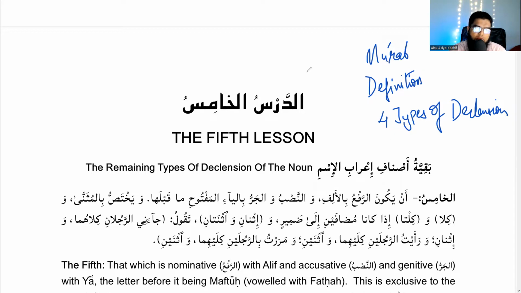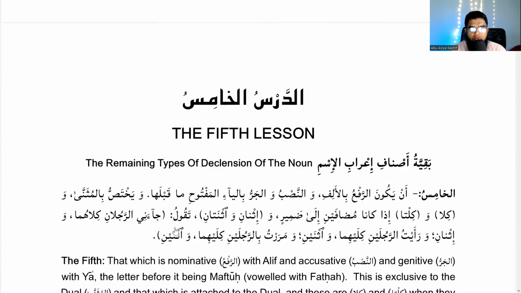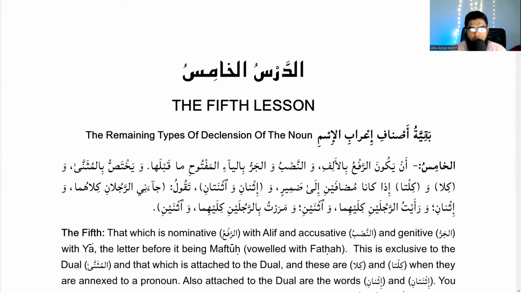So you should do a lot of practice. If you don't understand all this, go back to Madina books. This book should be done after Madina books, because this will just give you theory, theory, theory. If you want to get more practice and get used to it, you should go and do Madina book 3, lesson 1. And we learned all these things over there.